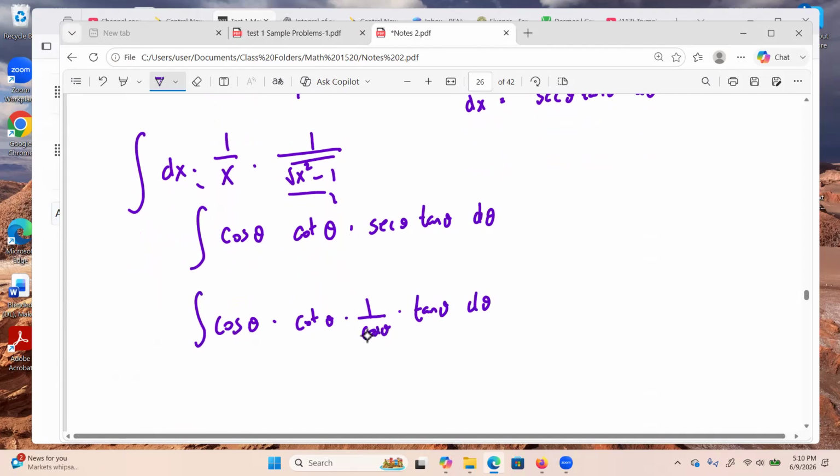Well, cosine over cosine, that's 1. Cotangent times tangent, that's 1. So pretty much I've got to integrate d theta. That's a physics integral. I love those integrals.